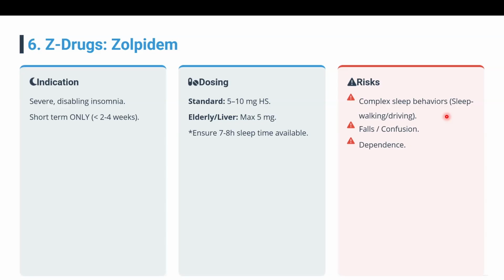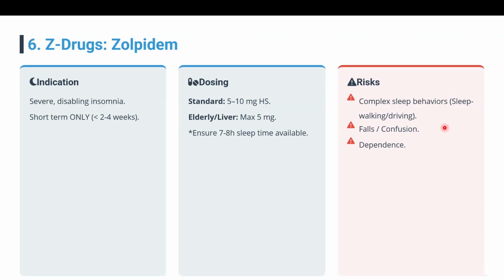The common side effects are again somnolence, then dizziness, ataxia, confusion. There will be rebound insomnia in case of usage of Zolpidem, such as if you stop Zolpidem without tapering, it can cause rebound insomnia on the next day. There will be dependence, and there can be tolerance if used for long term.